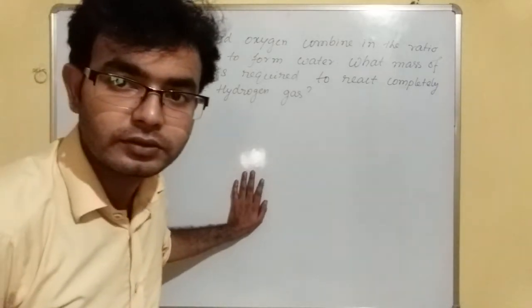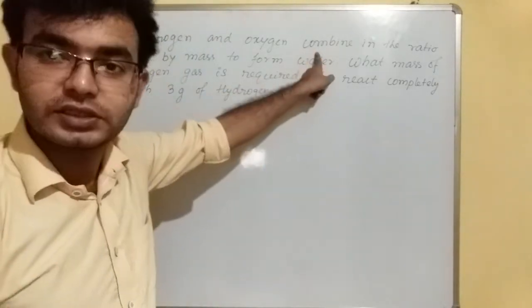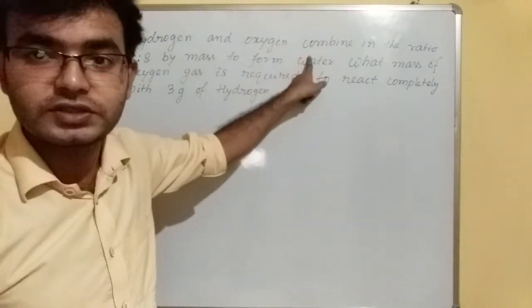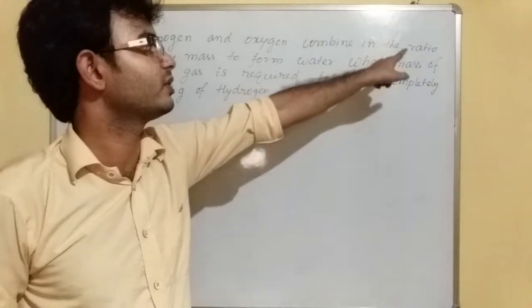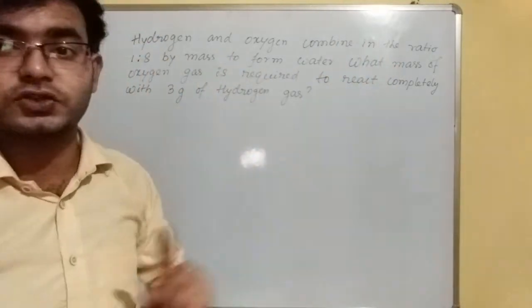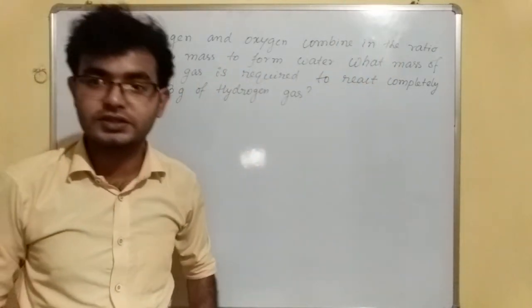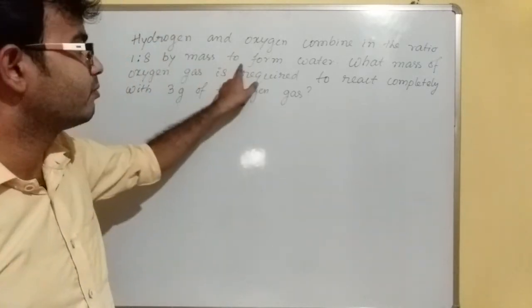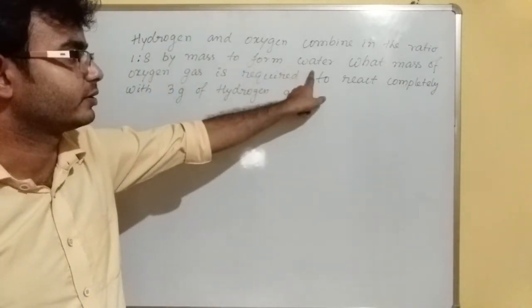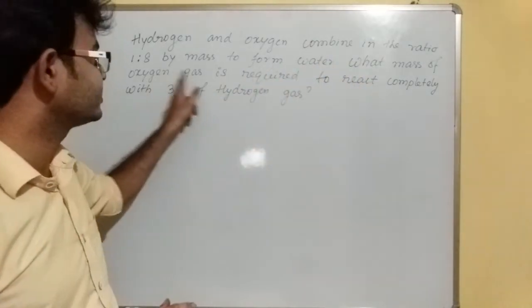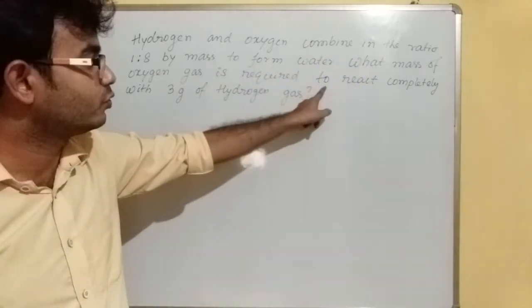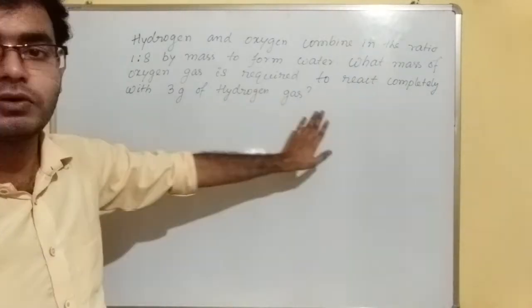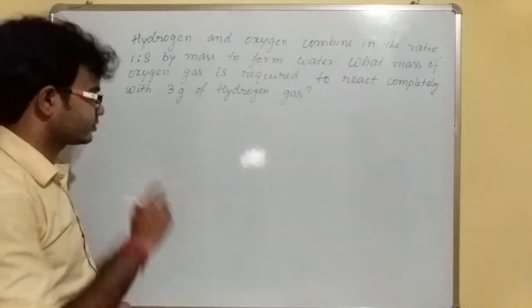क्वेश्चन को लिख लेंगे. अच्छा, ये वाला क्वेश्चन ठीक से शायद नहीं दिख रहा है. आई एम राइटिंग दिस क्वेश्चन. Hydrogen and oxygen combine in the ratio 1:8 by mass to form water. What mass of oxygen gas is required to react completely with 3 gram of hydrogen gas? Let us solve this question.